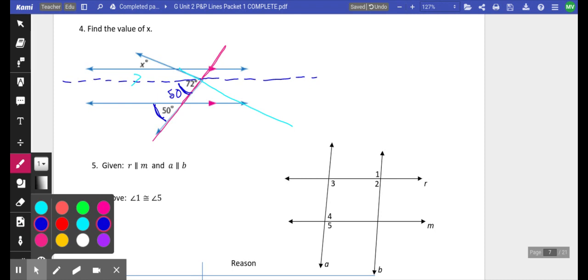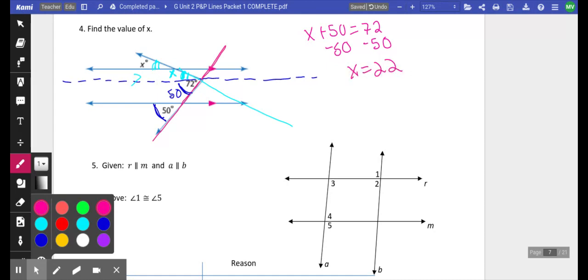Now if I look at that light blue transversal, this angle is X, and then this angle down here, which is the other side of that 72, is also X because those are congruent, because those are corresponding angles. So what that tells me is that the X and 50 combined together equals 72. So then I solve that. I have X plus 50 equals 72. I subtract 50 and X equals 22.